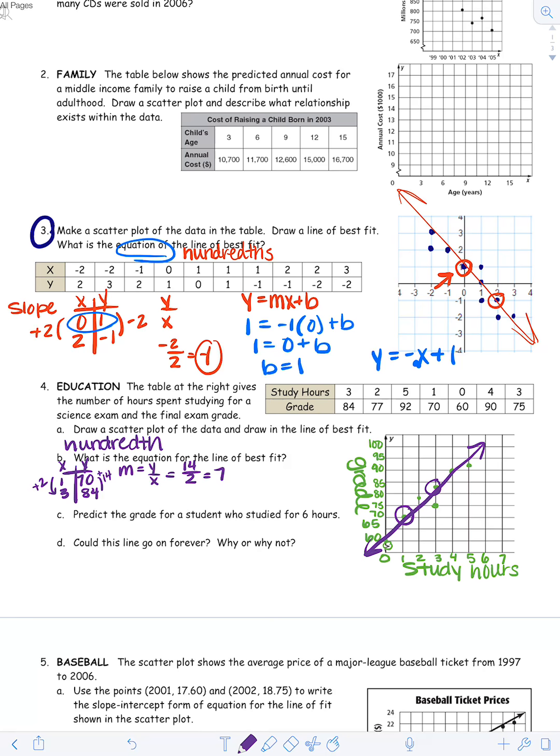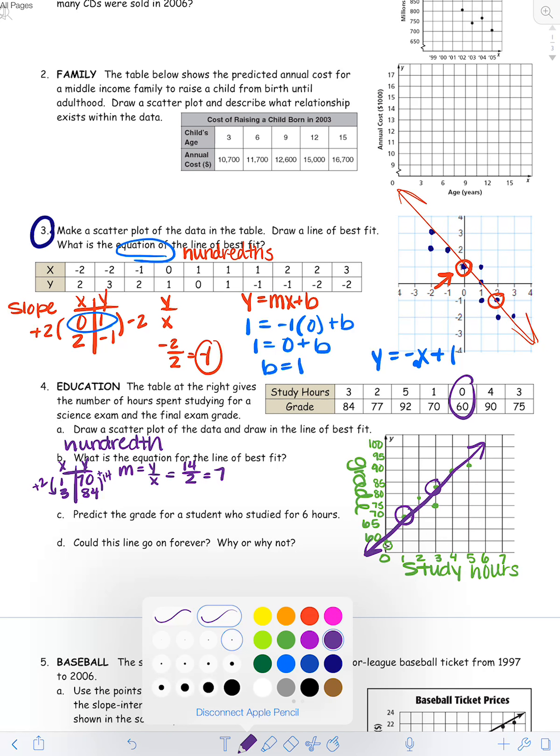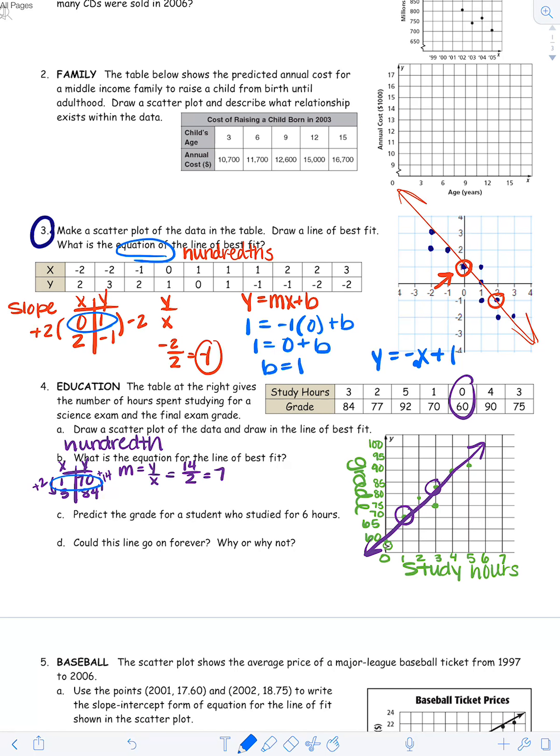Again, we can see that (0, 60) is the y-intercept, but maybe my line doesn't hit exactly there. So I'm going to use my (1, 70) point in my slope. So y equals mx plus b, 70 equals 7 times 1.